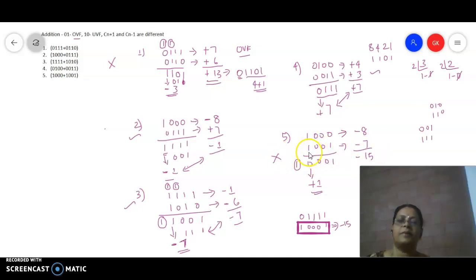How will the computer be able to detect the possibility of this overflow and underflow? So for this case we have a hard and fast rule. Okay, so in addition and all these things, we are just going to check the carry bit. Okay, so Cn-1 and Cn. What do you mean by Cn-1 and Cn?